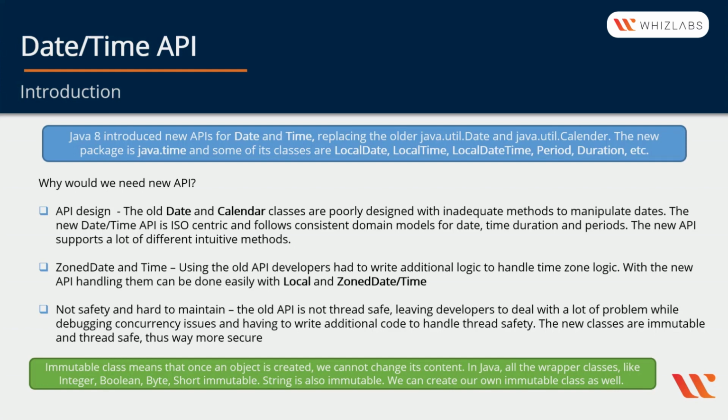I know, a lot of things already mentioned concerned multithreading, but this is because Java was famous for being multithreaded, thus fast but secure. One more thing. An immutable class means a class whose objects, when created, cannot be changed, nor any of their contents. In Java, all the wrapper classes like Integer, Boolean, Byte, Short are immutable. String is also immutable. We can create our own immutable classes as well.